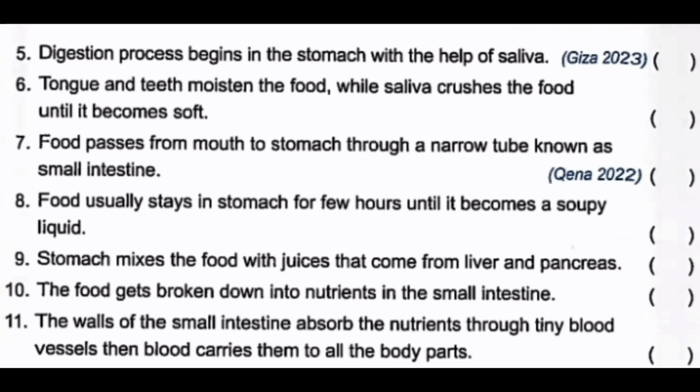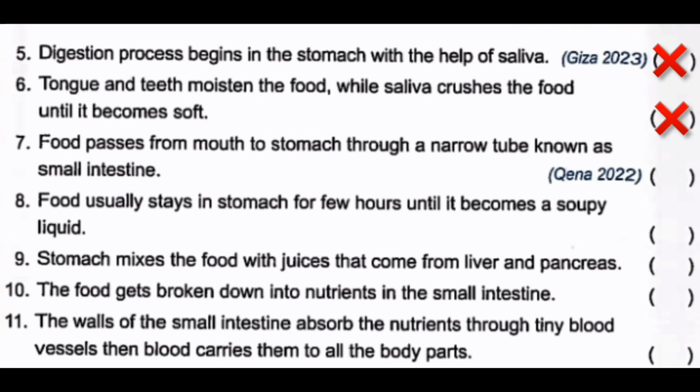Number 5. Digestion process begins in the stomach with the help of saliva. Begins in the stomach or begins in the mouth? So the answer is false. Number 6. Tongue and teeth moisten the food, while saliva crushes the food until it becomes soft. Saliva moistens the food and the teeth crush the food. So the answer is false.